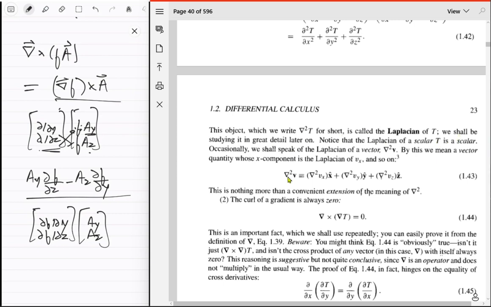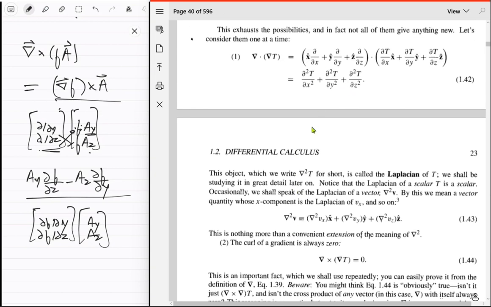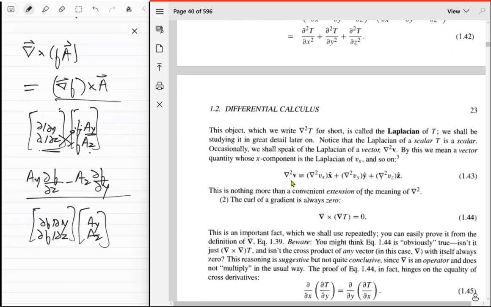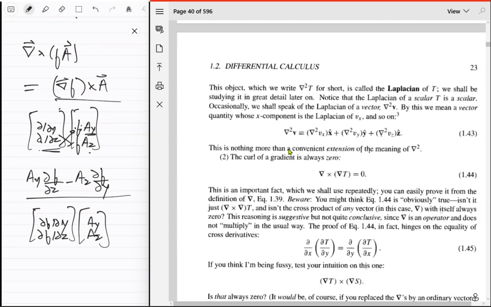We shall study it in detail. So del square v is equal to partial, del square vx. In this context, del square is just partial squared upon partial x squared plus partial squared upon partial y squared, and so on. Here too it is the same thing. This is nothing more than a conventional extension of the meaning of del squared.